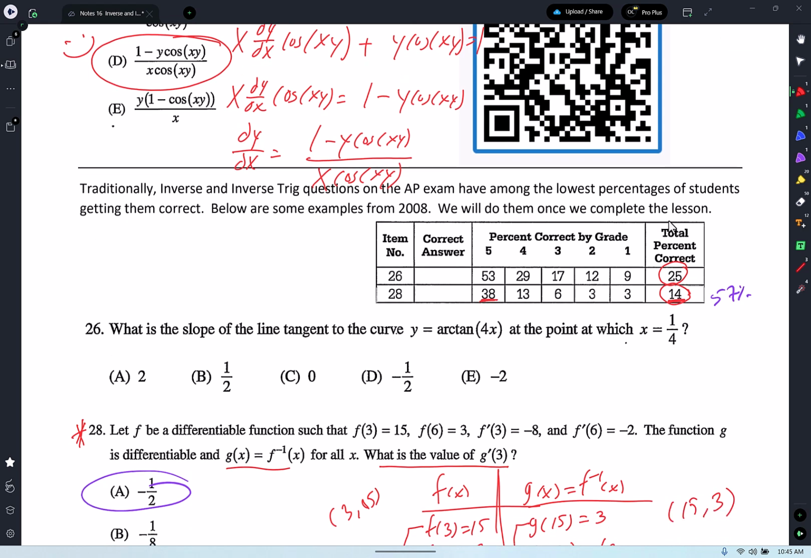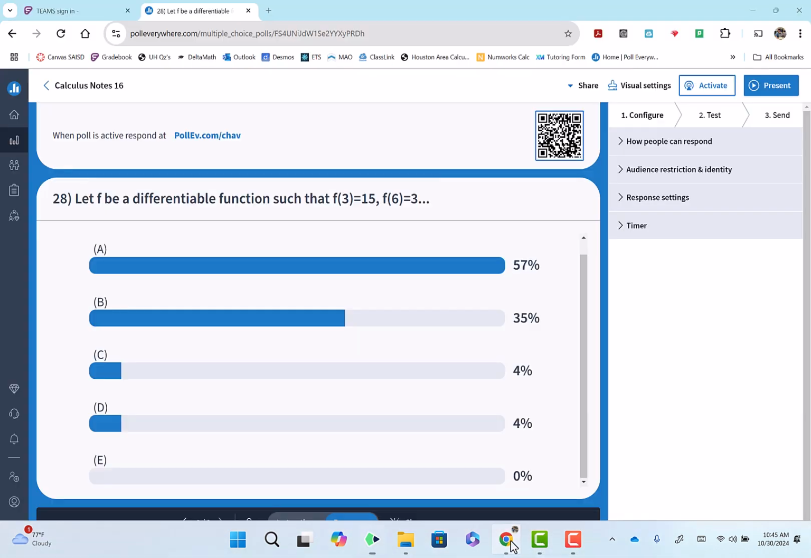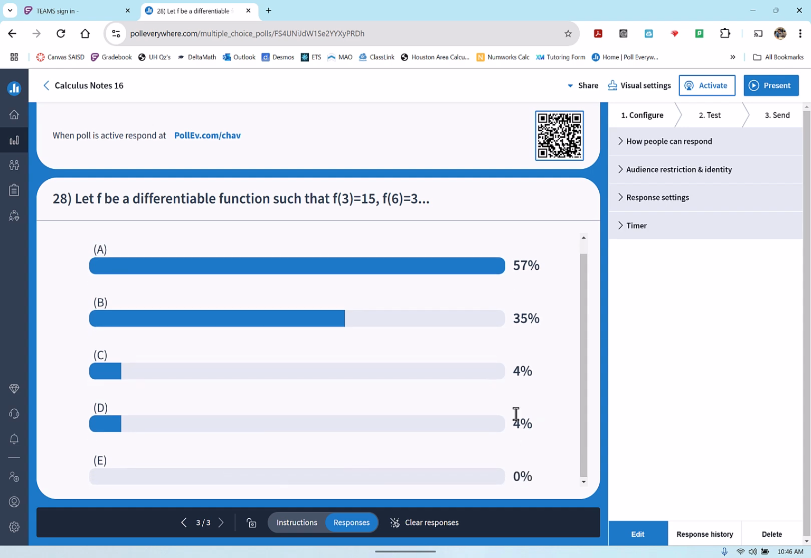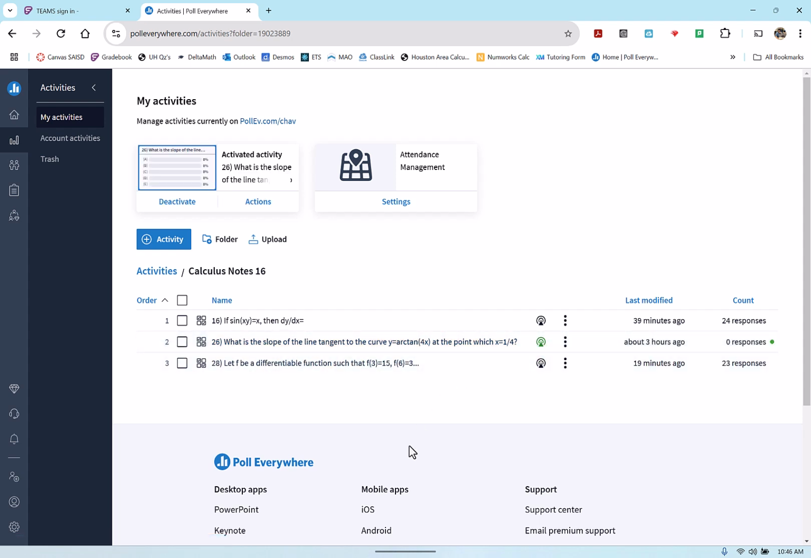All right. So when they took this AP exam, go back to page 1. 53% of the fives got it right, and only 25% of the total population got it right. This is question 26. See if you can do question 26 with no calculator. I will open up the poll in a little bit. Okay, the poll is on. So go to the front page and give it a shot.